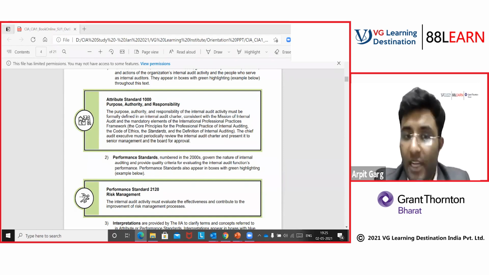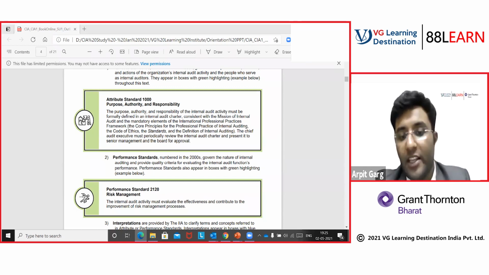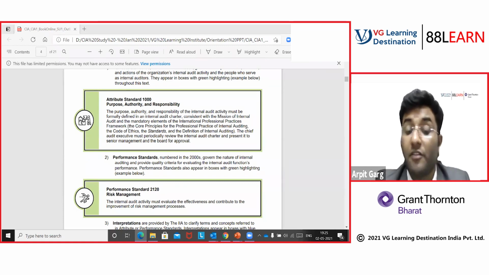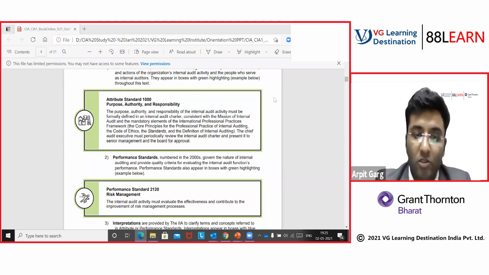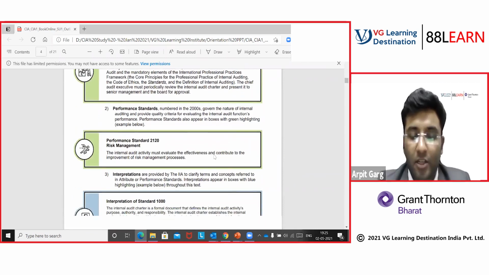Then we have performance standards, folks. Performance standards, numbered in the 2000s, govern the nature of internal auditing and provide quality criteria for evaluating the internal audit function's performance. Performance standards also appear in boxes with green highlighting. An example is 2120, Risk Management: the internal audit activity must evaluate the effectiveness and contribute to the improvement of risk management processes. This is expected of the internal audit activity.